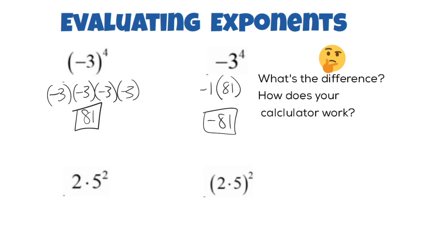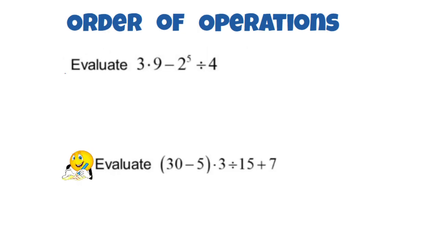All right, so let's look at these next two and the difference between these. Well, in this scenario, the 5 is being squared. But in this scenario, the whole quantity inside the parentheses is being squared. So this is going to be a 2 times a 25, and this one, the parentheses first, and then you're going to get a 100. So paying attention to where that exponent is.